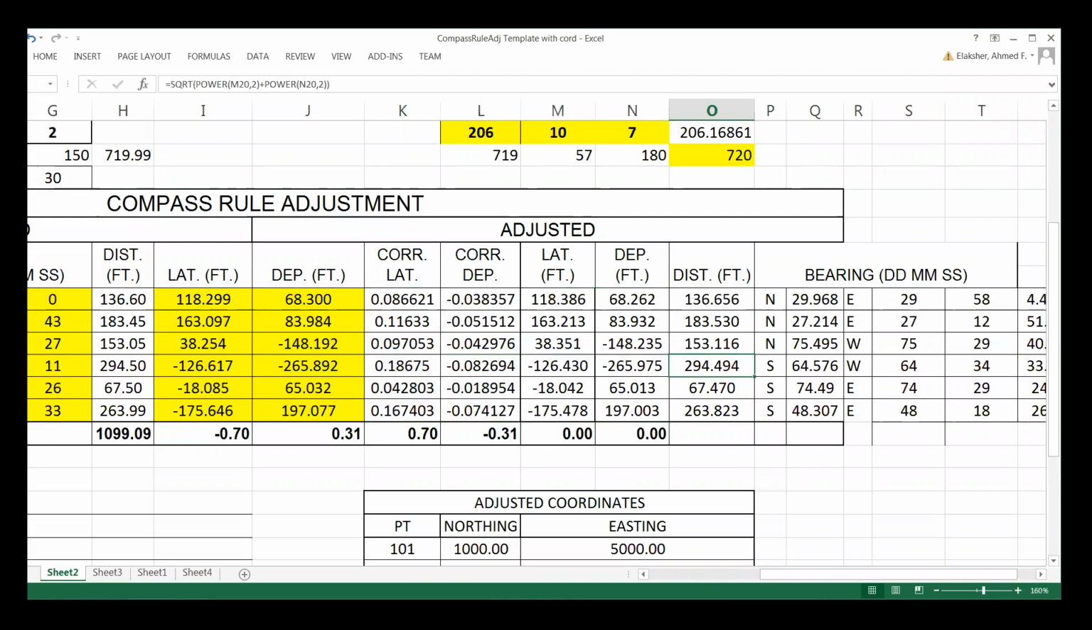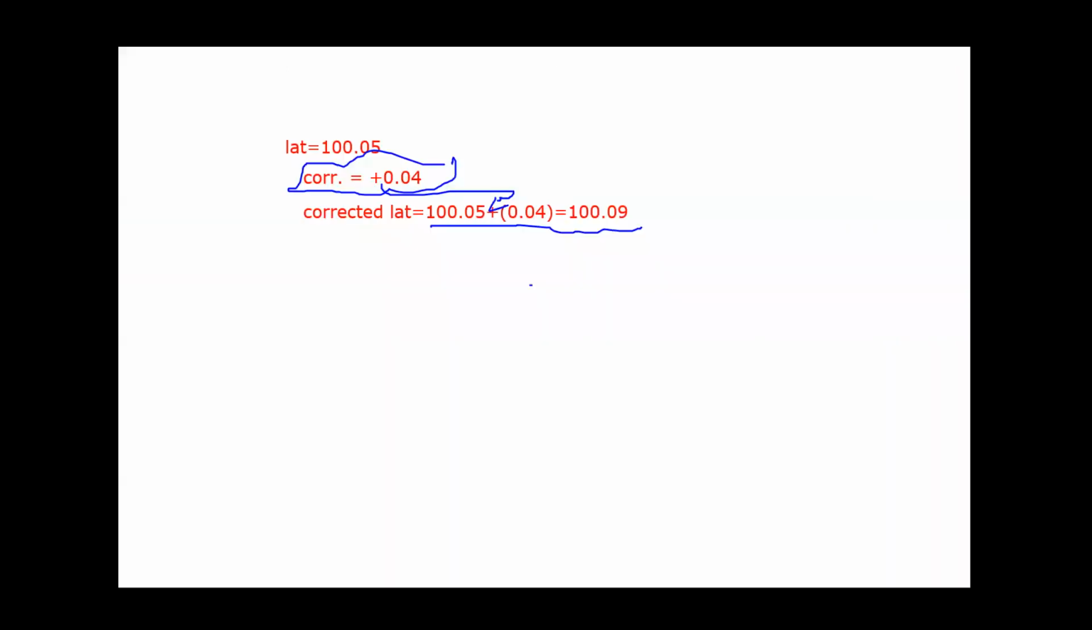Now, let me show you what happened here. So you had a line, and this line had a difference in latitude or latitude, difference in northing, departure, difference in easting. That's how the line was. What you did now is you adjusted this line. So after adjusting the line here, your new line might look something like this.